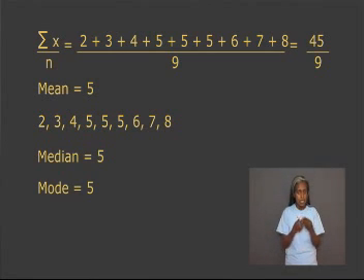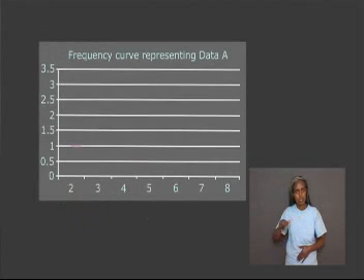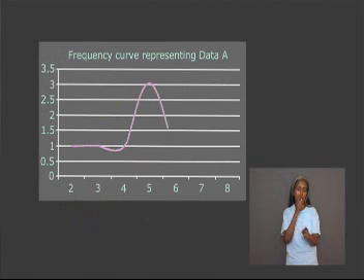Since we have found all the measures of central tendency to be equal, we know that the frequency curve should be symmetrical. When we construct our curve, we see that this is correct. If your curve looked like this one, well done.